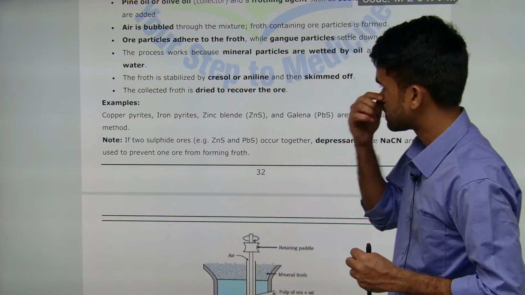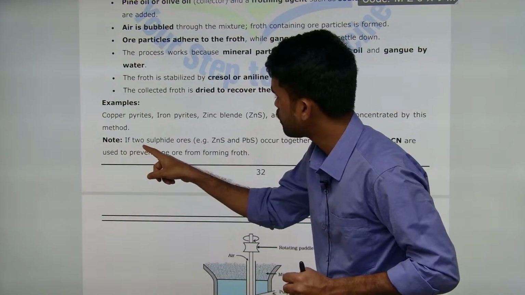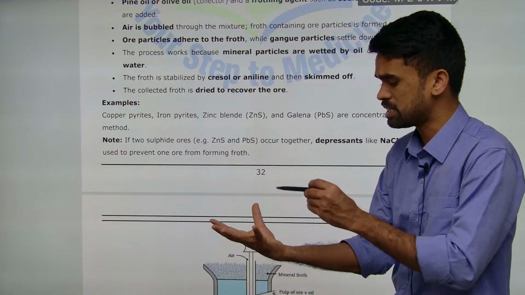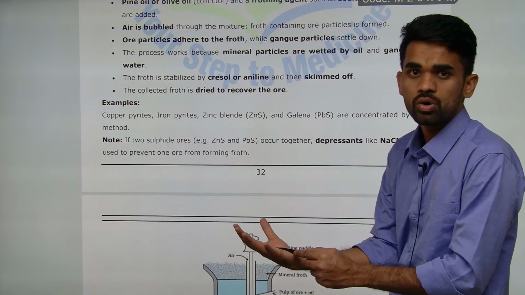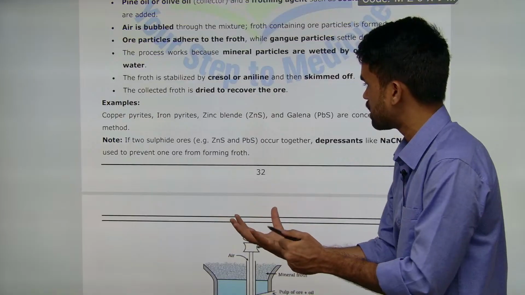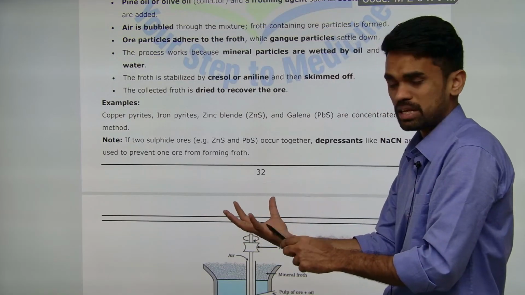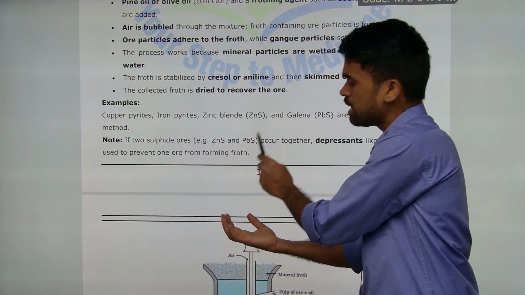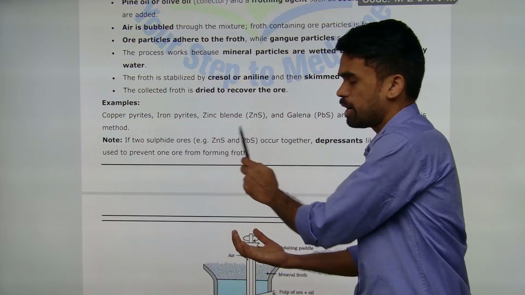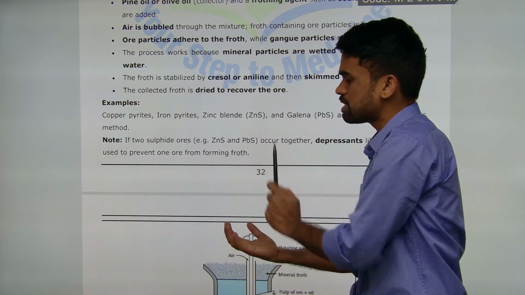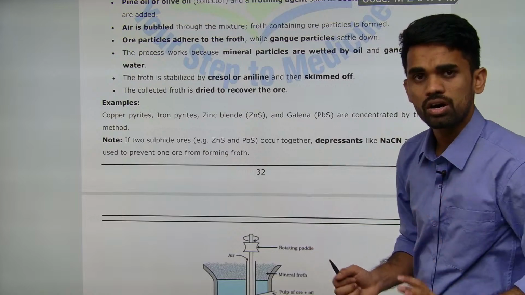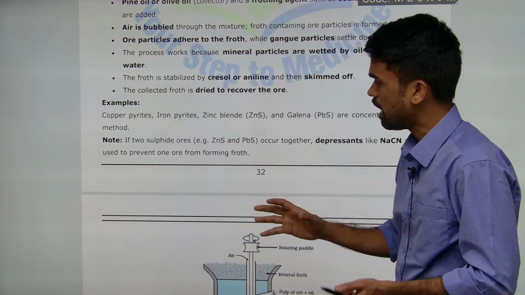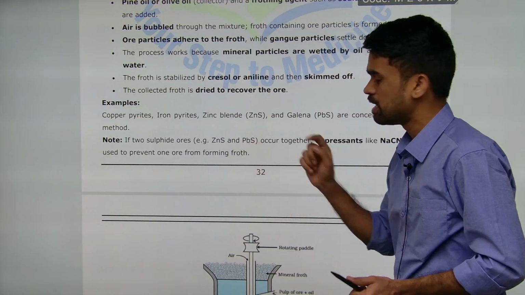Okay, that's it. Next example. If two sulfide ores are present, let us say we have taken a mixture which contains impurities along with our sulfide ores, and here multiple sulfide ores are there. For example, in the mixture we have taken, we have impurities along with lead sulfide, PbS, and zinc sulfide. Now we can remove the impurities normally by using this froth flotation. And now how can we separate zinc sulfide and lead sulfide here?